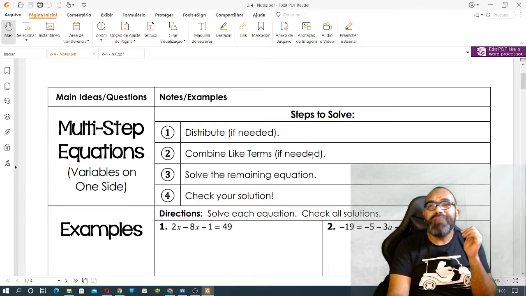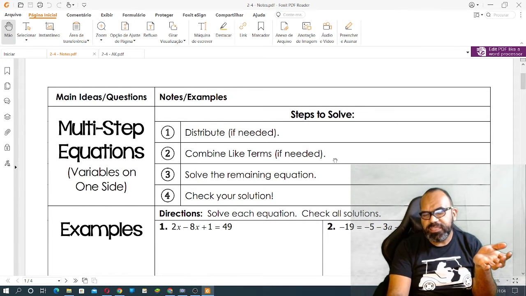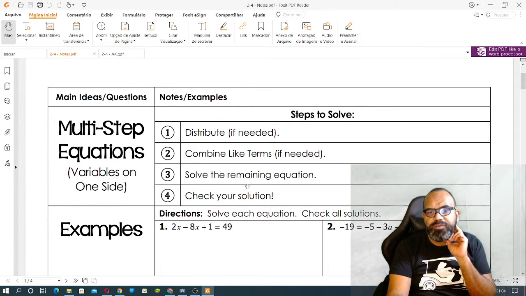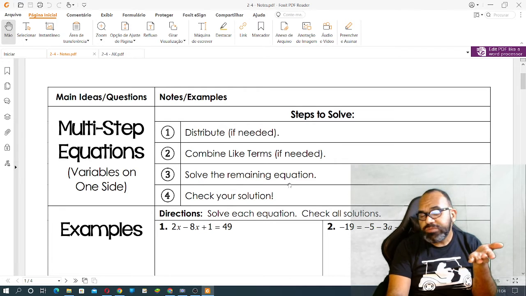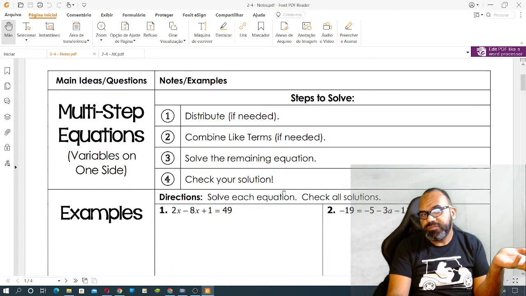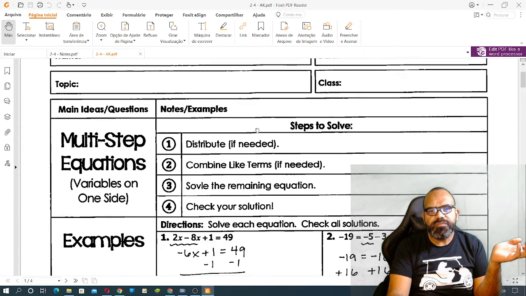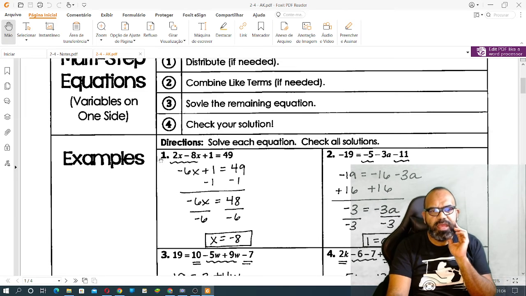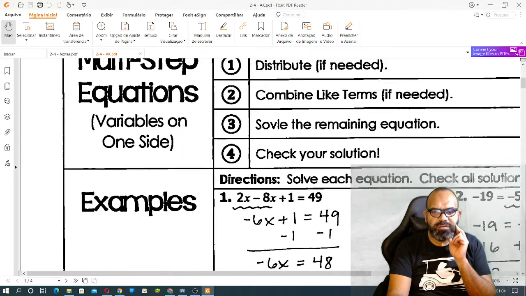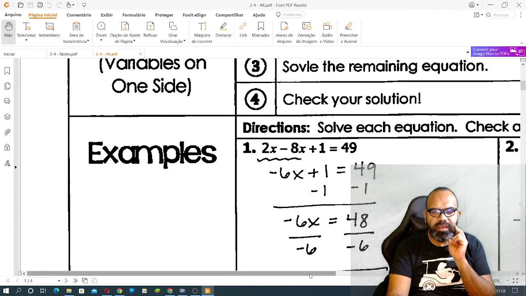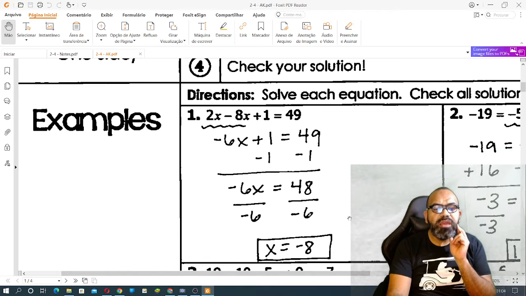Number 2, combine like terms if needed. Okay. Step 3, solve the equation by one step, as you know. Check your solution. Okay. Let me show here some examples. Number 1, as you see here, 2x minus 8x plus 1. Let me zoom it a little bit. Perfect, better. Okay, this one, how can we solve?